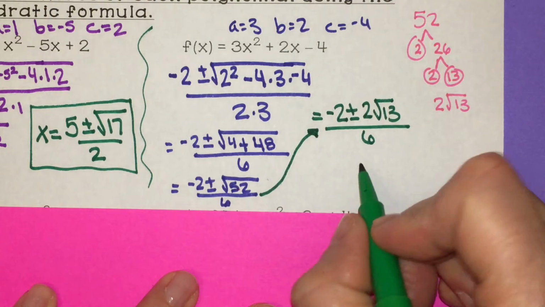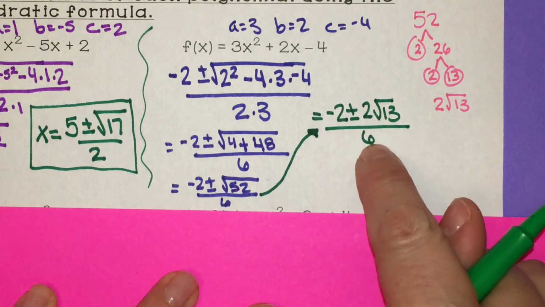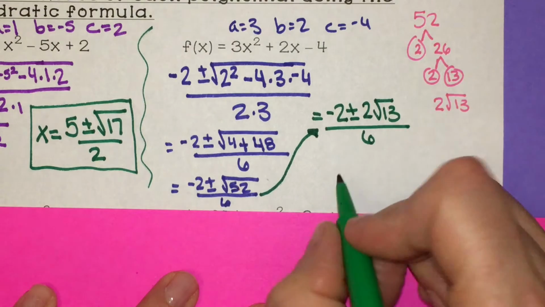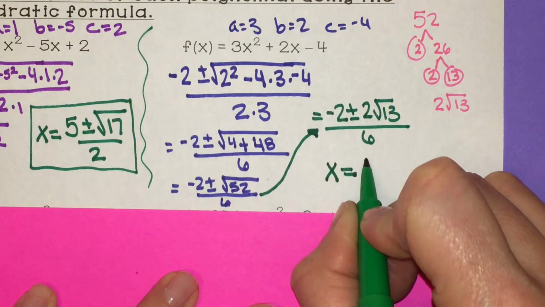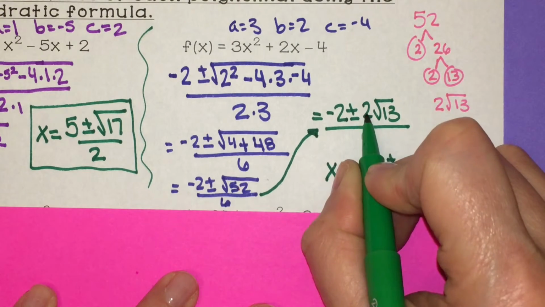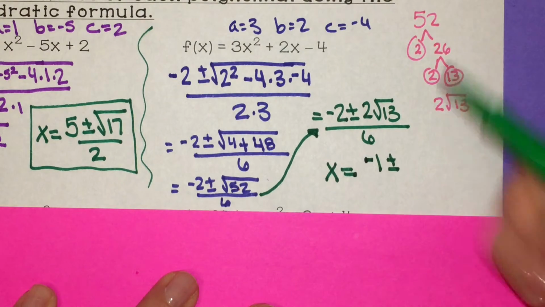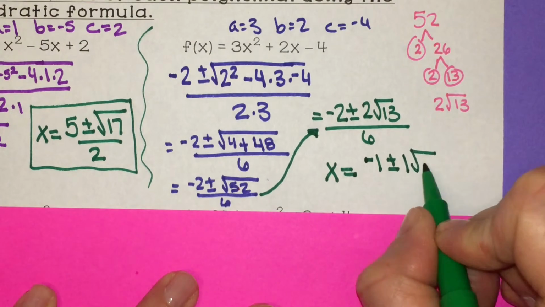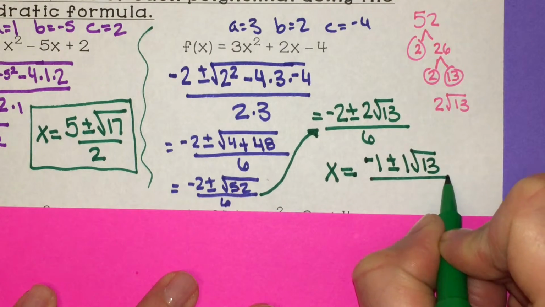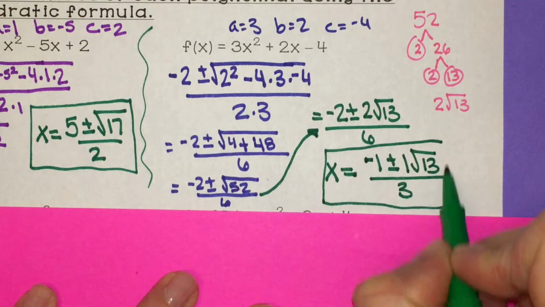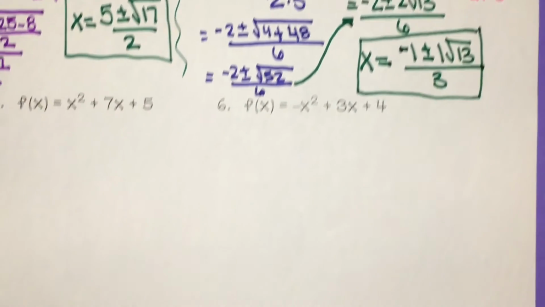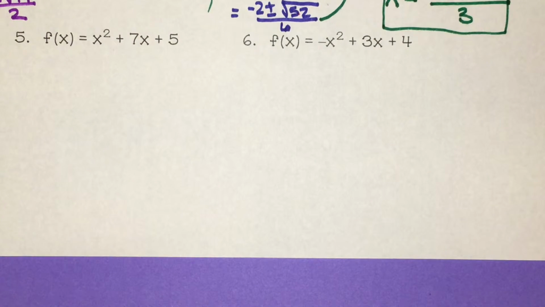All right, this means I can reduce because 2, 2, and 6 all can be divided by 2. So we have, for our answer, x is equal to -2 divided by 2 is -1, plus or minus 2 square roots of 13 divided by 2 is 1 square root of 13, over 6 divided by 2 is 3. Okay, so that's my answer. All right, you just have 2 problems left to do. Same types of problems. Go ahead and do them using the quadratic formula, and then I'll go through the answers with you.